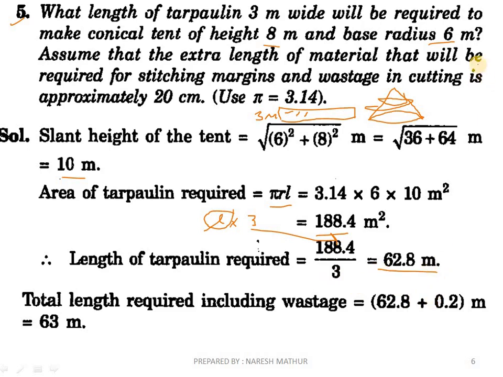Now it is also given that the extra length of material required for stitching margins and wastage in cutting is approximately 20 centimeter. 20 centimeter means what? 0.2 meter. So we'll add this to 62.8, and at last we get the final required length of tarpaulin as 63 meter.